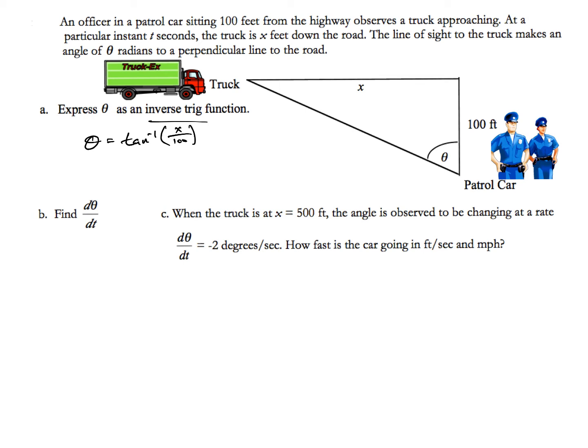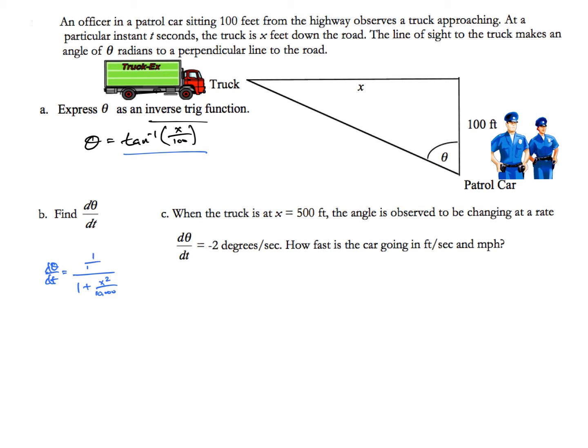So now I'm going to find d theta dt. All right, so let's take a derivative. So d theta dt is equal to, what is the derivative of arctangent? I'd have what on the bottom? 1 plus what? My variable squared. So what is my variable squared? X squared over 10,000. Good. All right. And then what would pop out by the chain rule?